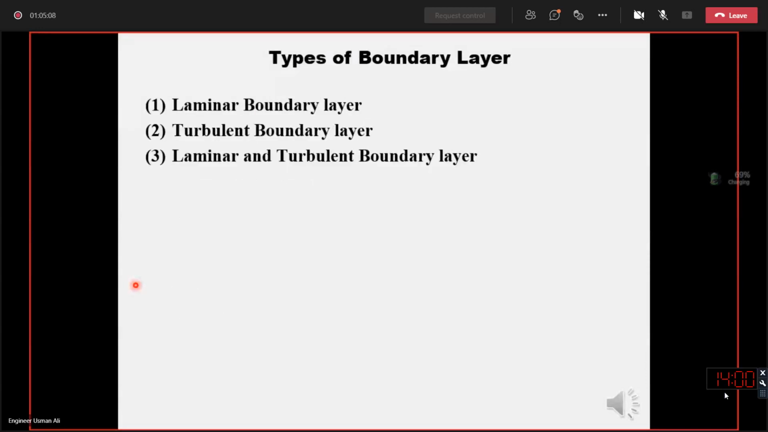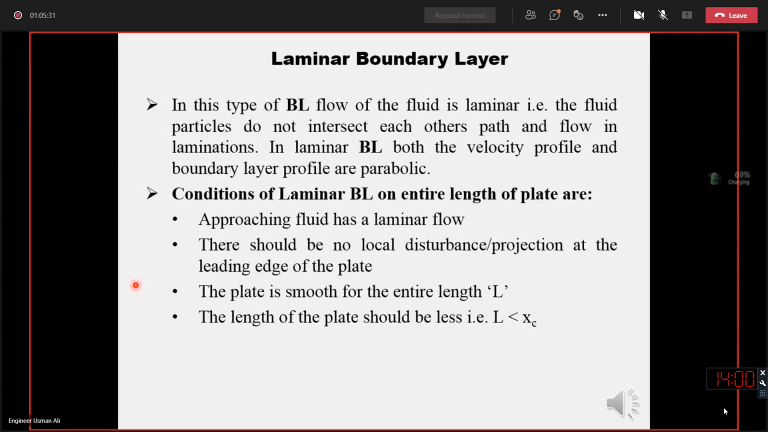Because when the laminar boundary layer and turbulent boundary layer both exist, then obviously in between there will be a transition zone. So this is a third boundary layer, where we have both, and the transition boundary layer as well. So let us discuss them one by one with the explanation. First of all, laminar boundary layer.